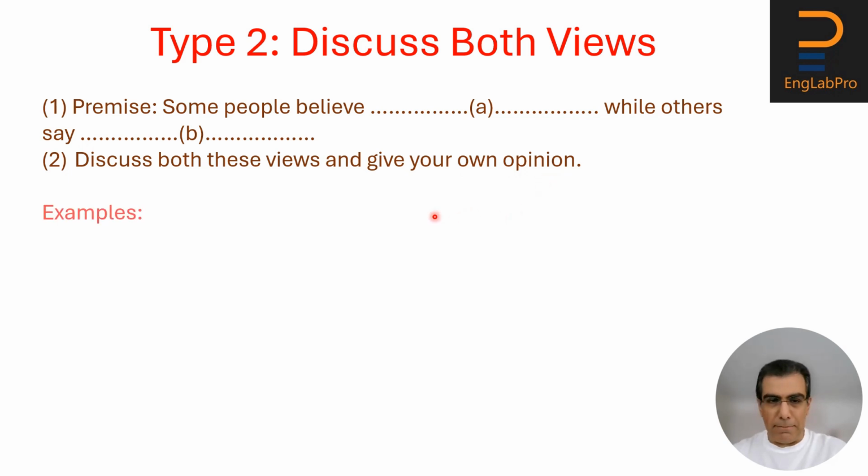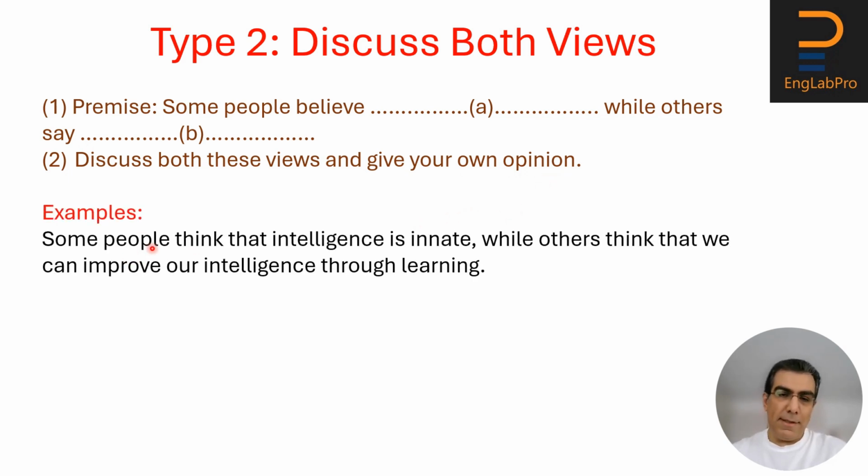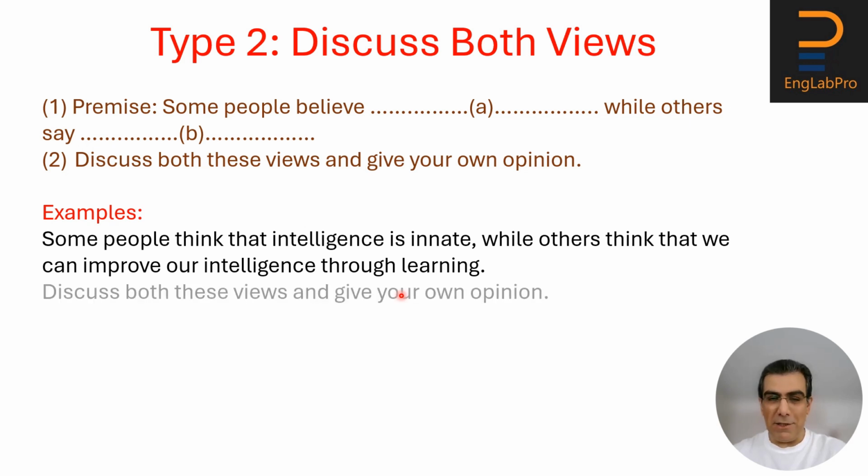Let's see two examples. The first one says, some people think that intelligence is innate, while others think that we can improve our intelligence through learning. Two opposing views. Intelligence is innate. It means you are born with a certain level of intelligence or smartness. And the second view is we can improve our intelligence through learning. It means this is not fixed. As we go ahead and learn, we can improve our level of intelligence. And the question is, discuss both these views and give your own opinion.